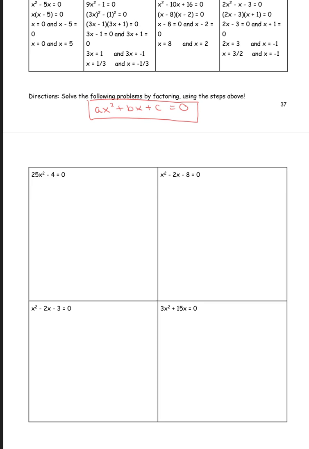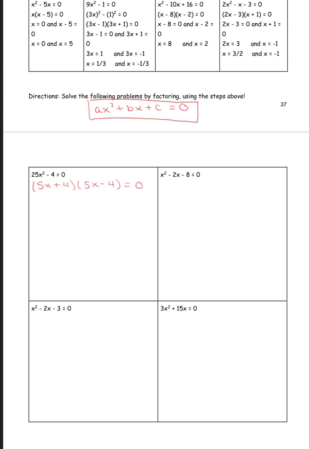Going back to the first problem, we have 25x squared minus 4 equals 0. The first thing we're going to do is factor. We do not have a GCF between 25 and 4, so we're going to factor using difference of squares. We take the square root of the first term, 25x squared, and the square root of the second term, 4. So we get 5x plus 4 and 5x minus 4, all equals 0.